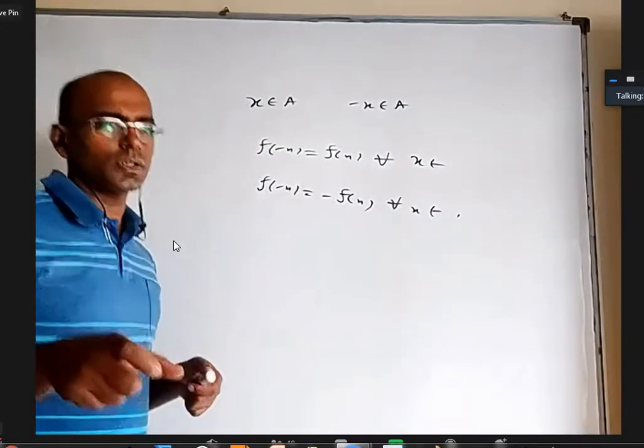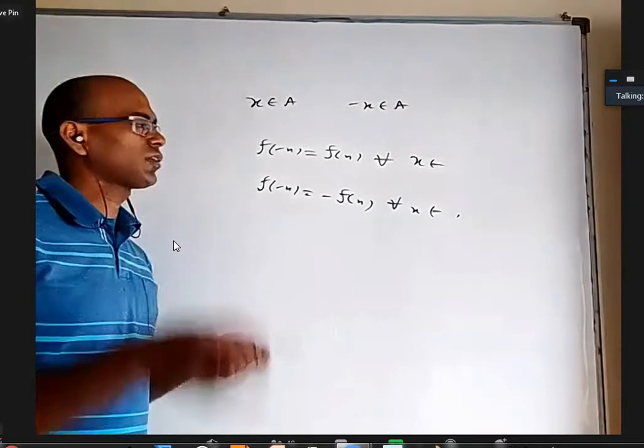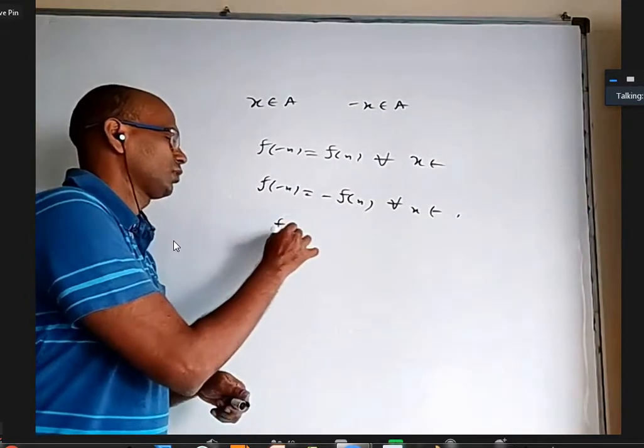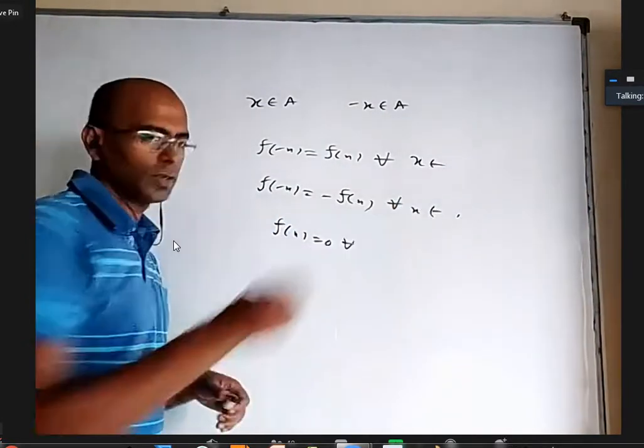There's only one function which is both even and odd, that is f of x is 0. f of x equal to 0 for all x belongs to R.